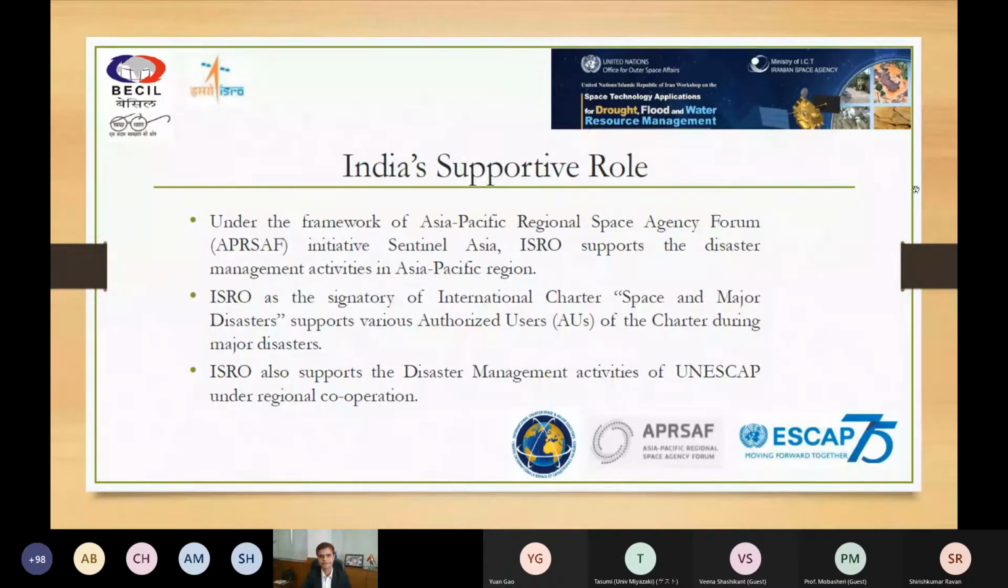So let's talk about the Indian supportive role under the framework of the Asia Pacific Regional Space Agency Forum, APRSAF, initiative in Asia. ISRO supports the disaster management activities in the Asia Pacific region. ISRO is the signatory of the International Charter on Space and Major Disasters, supports authorized users of the charter during disasters, and ISRO also supports the disaster management activities of UN ESCAP under regional cooperation.